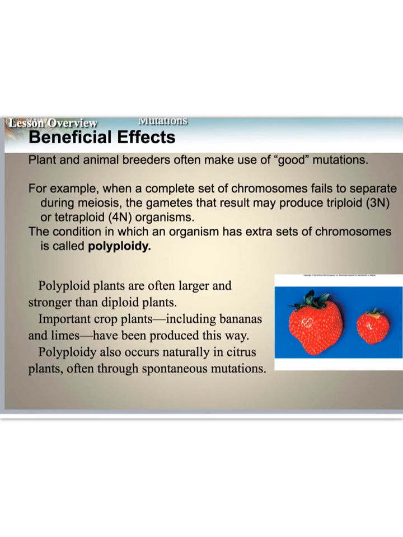Plant and animal breeders often make use of good mutations. For example, when a complete set of chromosomes fails to separate during meiosis, gametes that result can produce triploid, or 3N, or tetraploid, 4N organisms. The condition in which an organism has extra sets of chromosomes is called polyploidy. Polyploid plants are often larger and stronger than diploid plants. Important crop plants, including bananas and limes, have been produced this way. Polyploidy also occurs naturally in citrus plants, often through spontaneous mutations.